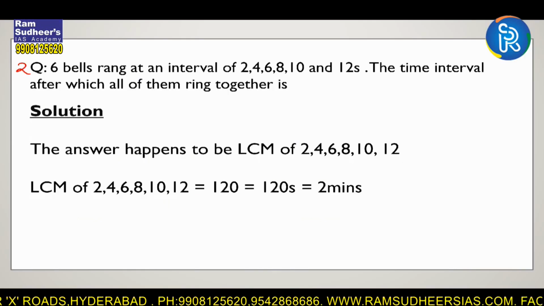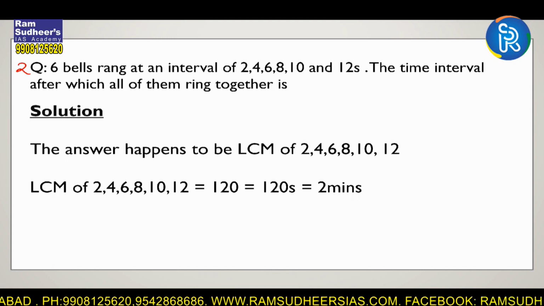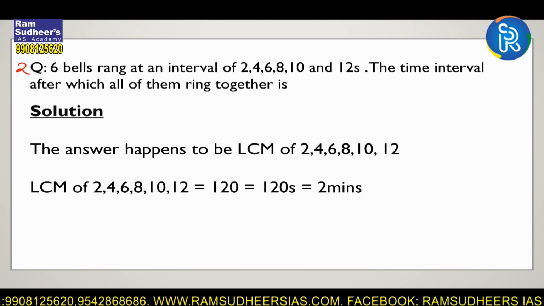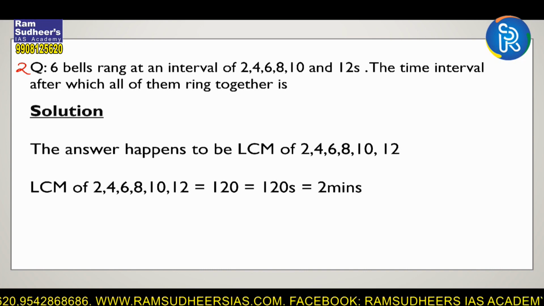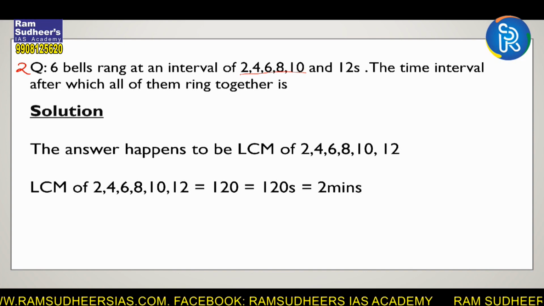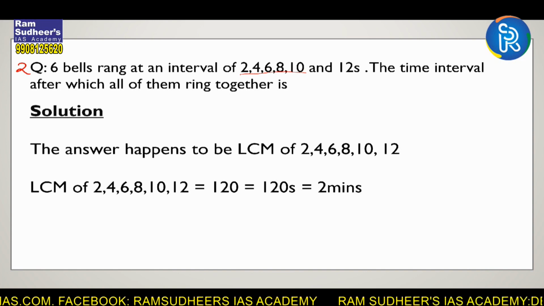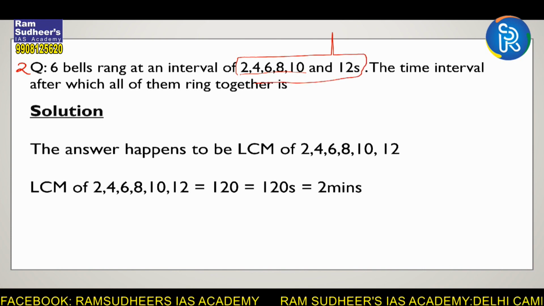The next question. 6 bells rang at an interval of 2, 4, 6, 8, 10, and 12 seconds respectively. The time interval after which all of them ring together is. This is a similar question with respect to the previous one, but just the terms have been changed. The question will be solved on similar lines.